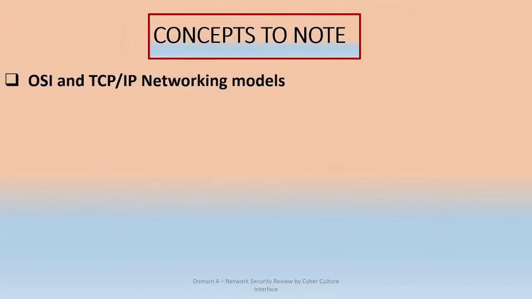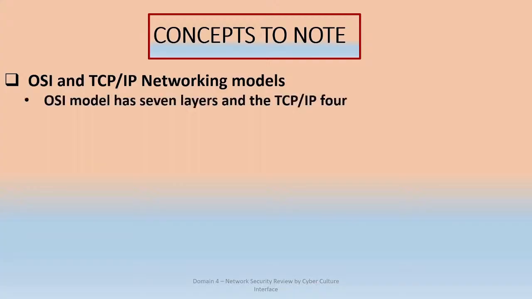Now, there are several concepts within Domain 4 of the ISC2 Certified in Cybersecurity exam. One of the fundamental concepts you need to understand is the OSI and TCP/IP networking models. OSI is Open Systems Interconnection, and TCP/IP is Transmission Control Protocol / Internet Protocol. This is talking about how computers communicate with each other. These models help to break down the system of communication between devices within the network. The OSI model has 7 layers, while the TCP/IP model has 4 layers.